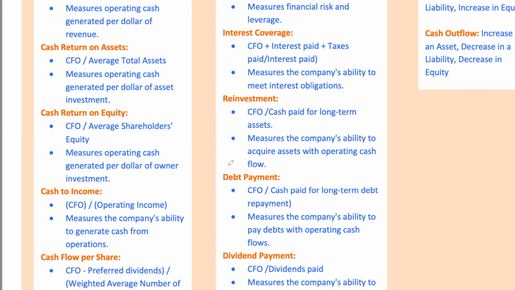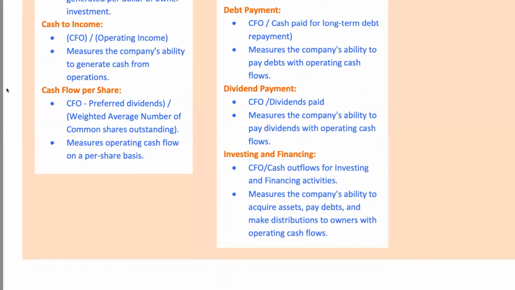Next is the debt payment ratio. This ratio measures the company's ability to pay off its long-term debt using cash from operations. A higher ratio suggests the company is generating enough cash to comfortably meet its debt obligations. A lower ratio might raise red flags. Can they keep up with debt repayments?